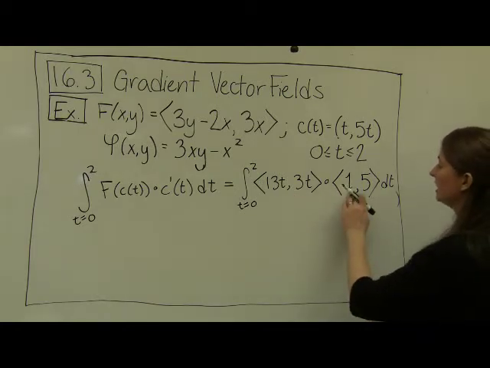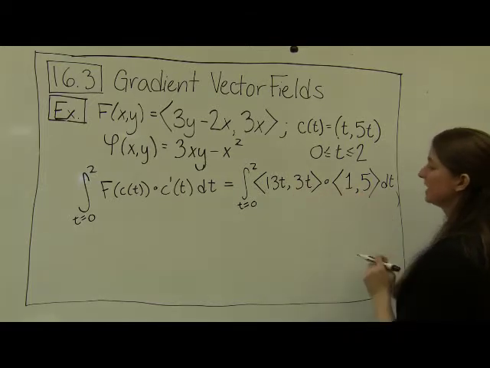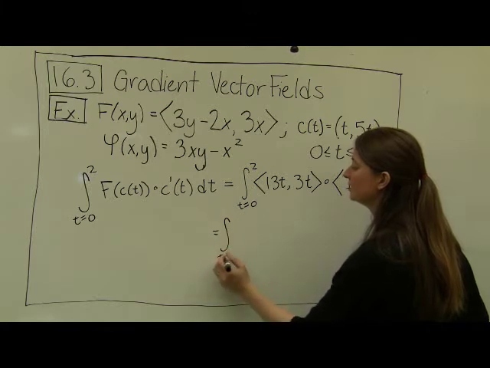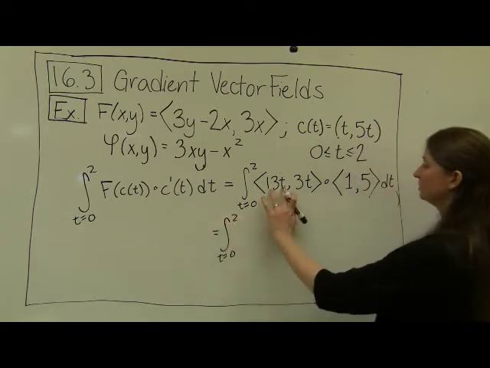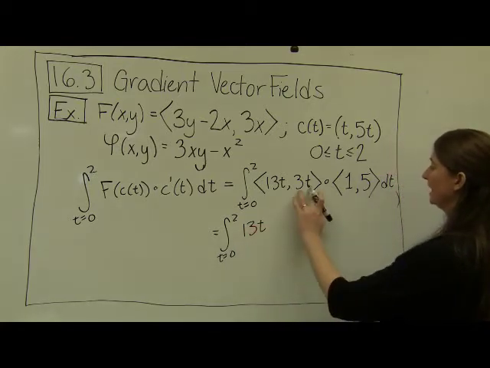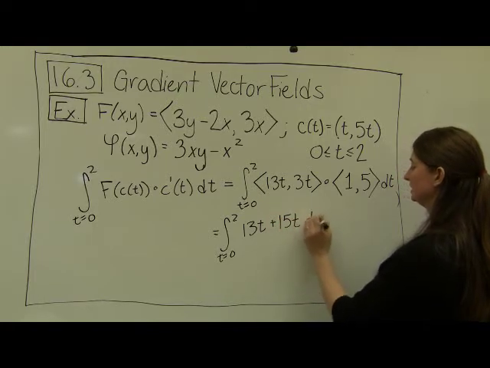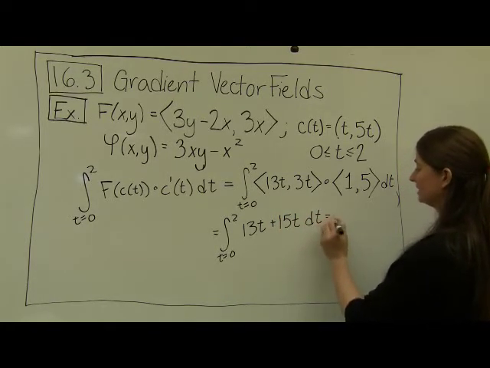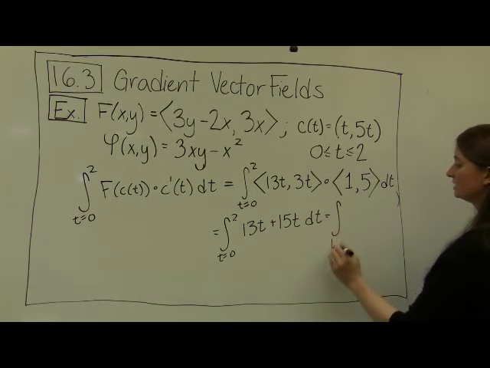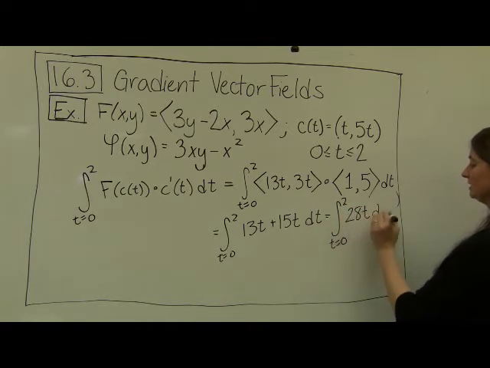Recall that for a dot product, I multiply the first components and I multiply the second components and I add those two things together. So in this case, I end up with the integral as t goes from 0 to 2 of 13t times 1, which is just 13t, and then 3t times 5, which is 15t dt. I again can simplify this. 13 plus 15 is 28. So it's the integral as t goes from 0 to 2 of 28t dt.